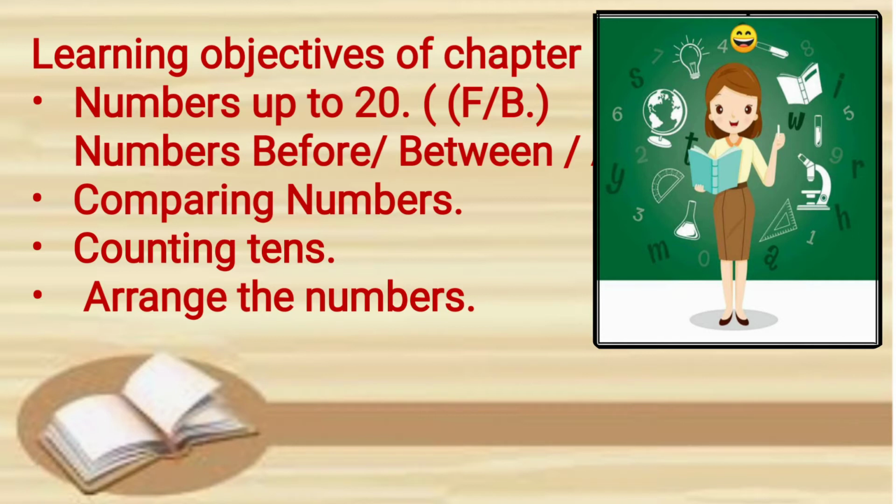Now, as you all know, till now we have completed the fill in the blanks of numbers up to 20. Then we completed numbers before, between and after. In the previous lecture, we started the concept of comparing numbers, in which first of all we completed how to find out the smaller number, then how to find out the smallest. Also we completed the series of finding bigger and biggest number.